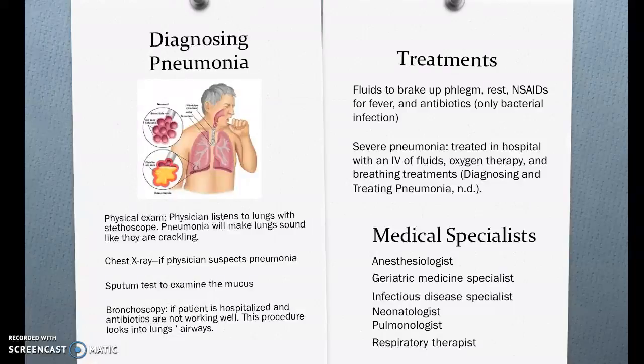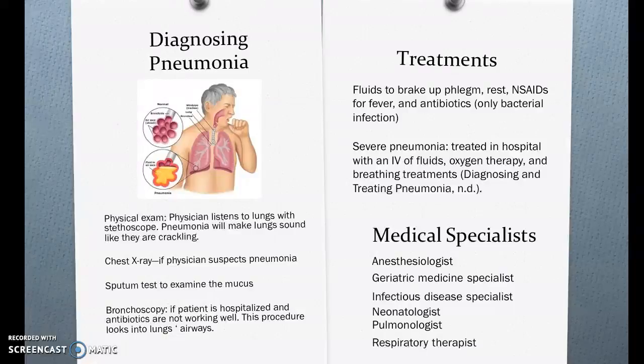So some treatments. Fluids will be asked for the patient in order to break up the phlegm. The patient will need to rest. The patient will need to take NSAIDs for fever. And antibiotics will be needed only if there's a bacterial infection. Severe pneumonia will be treated in the hospital with an IV of fluids, oxygen therapy, and breathing treatments.